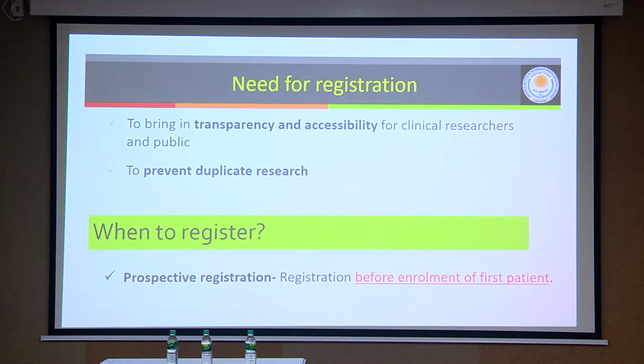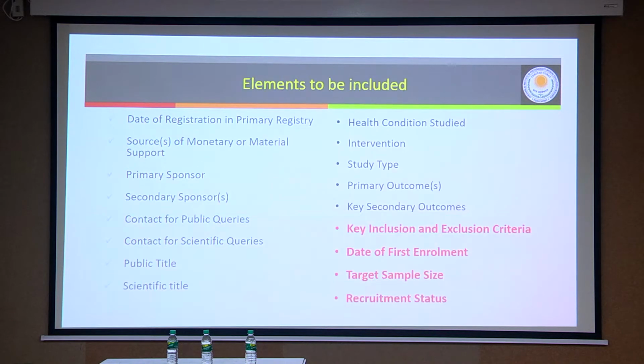Prospectively means you are supposed to register at least 3 months before the start of the study. Why? Because the registry takes some time to analyze your research and your protocol, and then to come out with a definite decision that yes, you can go ahead and do the study. It takes 2 to 3 months. So till you get that number, please don't start the study.